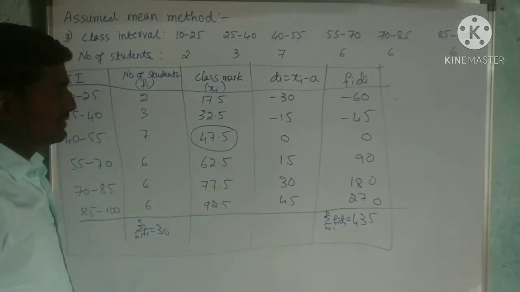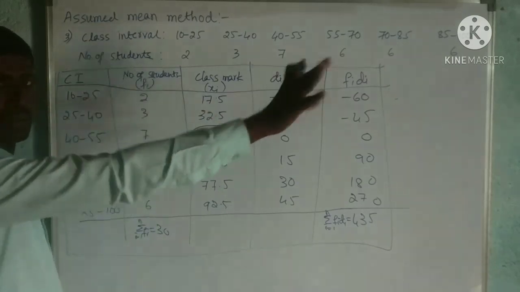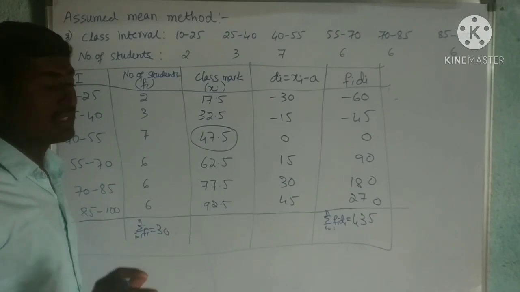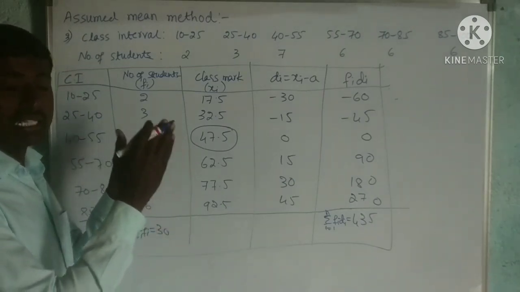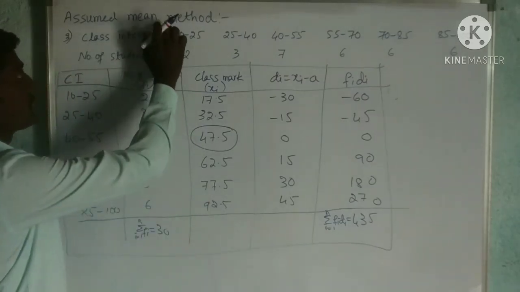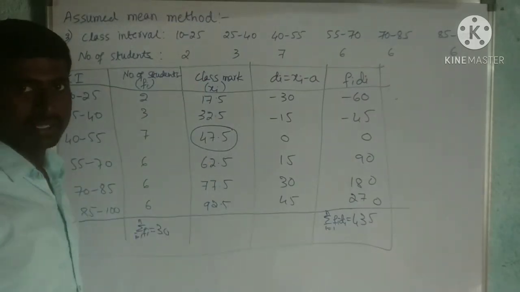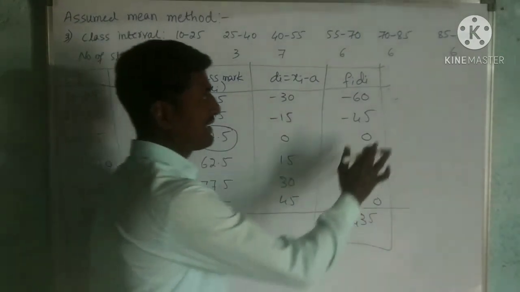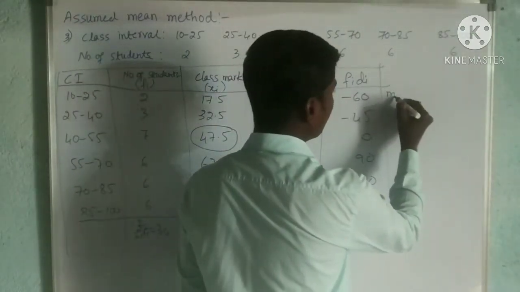So we can solve any problem by the direct method or any other two methods, no problem at all. But we have to make the problem as easy as possible to solve. For that reason only, the assumed mean method came. Now this is Fi Di. I want the mean, X bar.